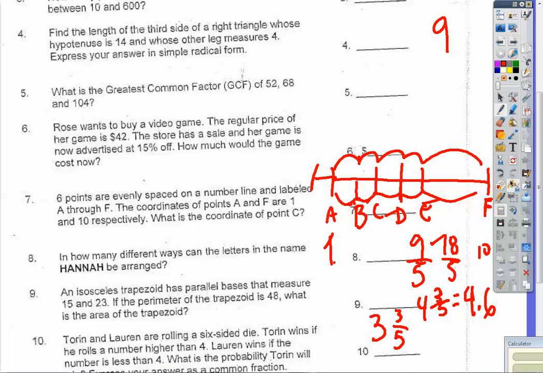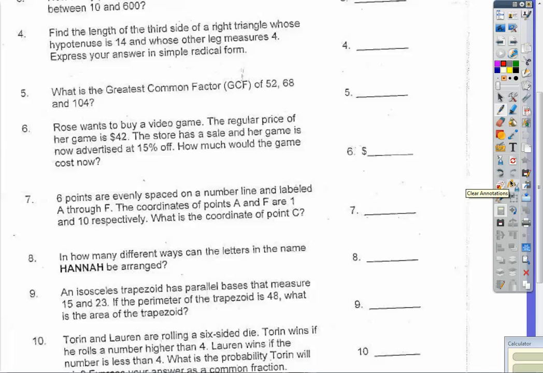All right, how many different ways can the letters of Hannah be arranged? So we have 1, 2, 6 letters, so we have 6 factorial. My gosh, the pens are really misbehaving. And then we have 2 n's, we have 2 a's, and we have 2 h's. Actually, Hannah is a palindrome, isn't it?